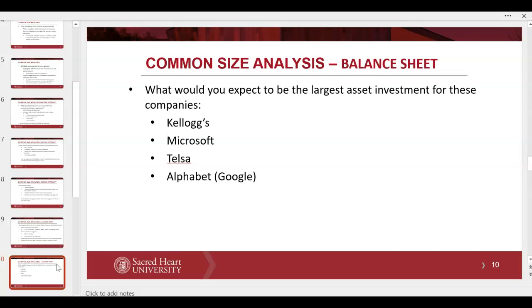But what would you expect to see for Kellogg's, Microsoft, Tesla, Alphabet, which owns Google? What would you expect their largest investment to be? Plant, property, and equipment, maybe inventory, maybe investment securities, maybe intangible assets. Have some sort of expectation in mind before you do your analyses, and then it's a little bit more interesting when you get the answers, because you can sometimes be surprised by what you find.